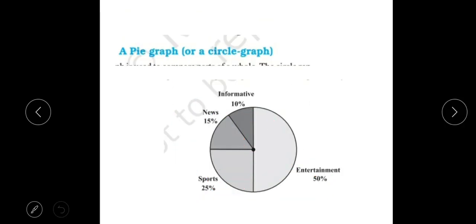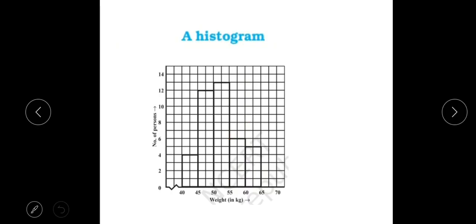The next graph we already know is the pie graph, or pie chart, or circle graph. Here categories are represented as sectors of a circle. So we can compare each sector, which category holds more. We can compare each part to the whole.